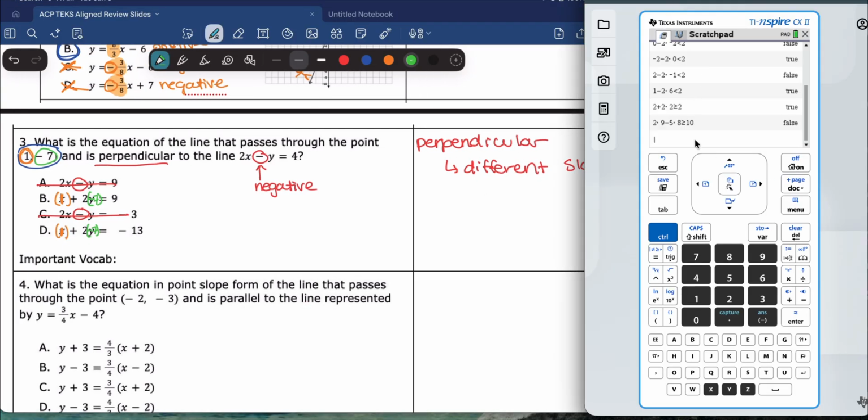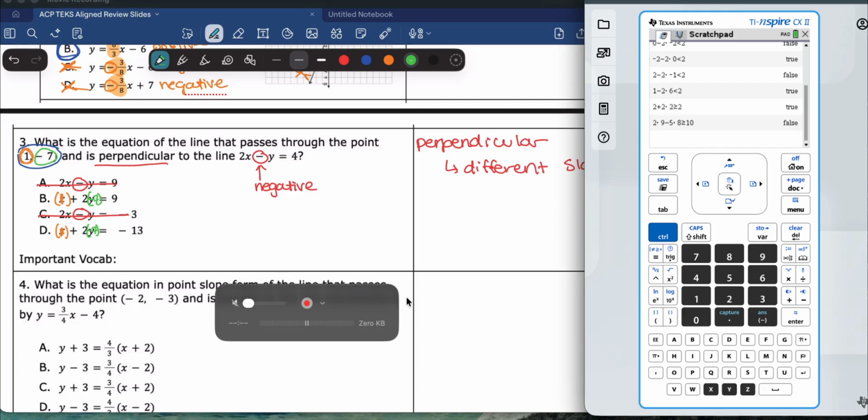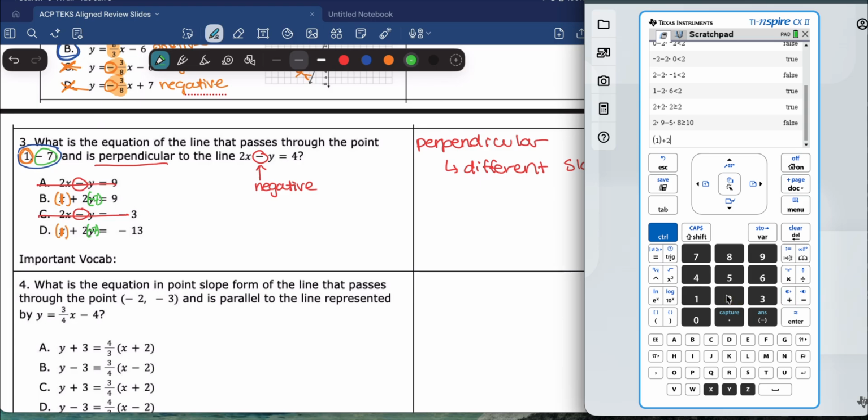So, we're going to go to true, false, and I'm going to type in parenthesis, 1, parenthesis, plus 2, parenthesis, negative 7, parenthesis, equals 9, enter, and that gives me false. So now let me try D. Parenthesis, 1, parenthesis, plus 2, parenthesis, negative 7, parenthesis, equals negative 13, enter, and that gives me true. So D would be my answer.